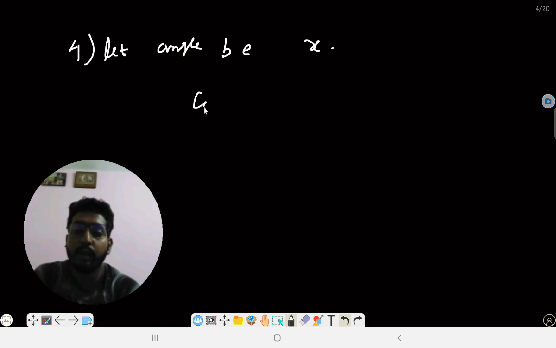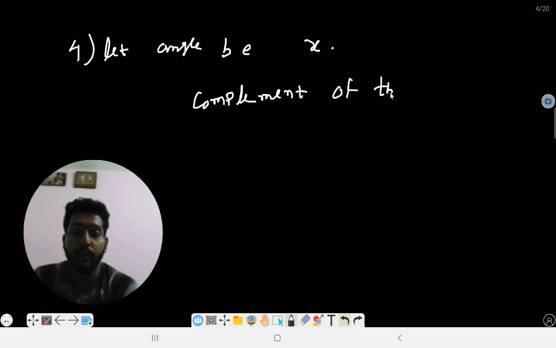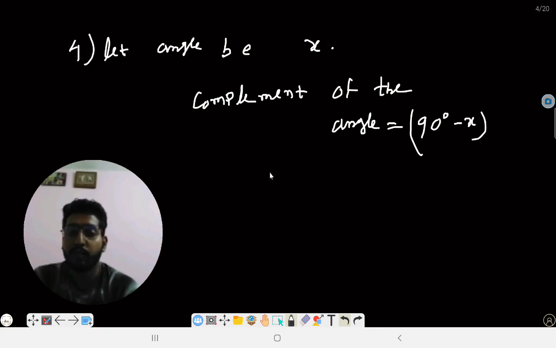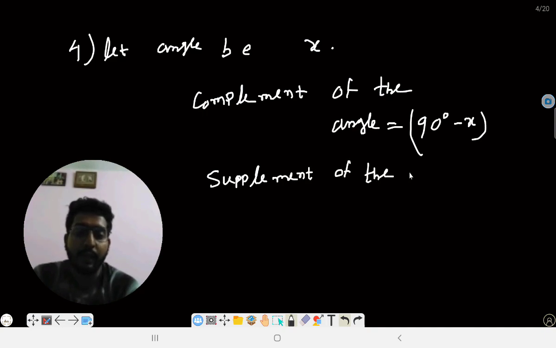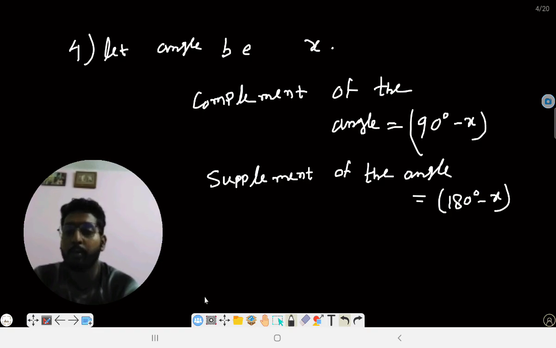So first find the complement of the angle. What will be the complement of the angle? The complement of the angle will be 90 degrees minus x. Now what is the supplement of the angle? The supplement of the angle will be 180 degrees minus x. This is the supplement of the angle.